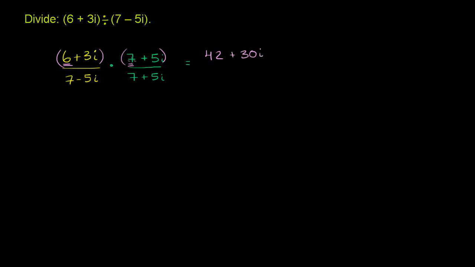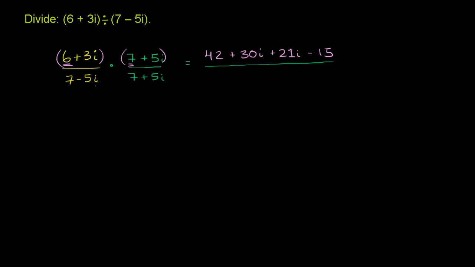And then we have 3i times 7. So that's plus 21i. And then finally we have 3i times 5i. 3 times 5 is 15, but we have i times i, or i squared, which is negative 1. So it would be 15 times negative 1, or minus 15. So that's our numerator.